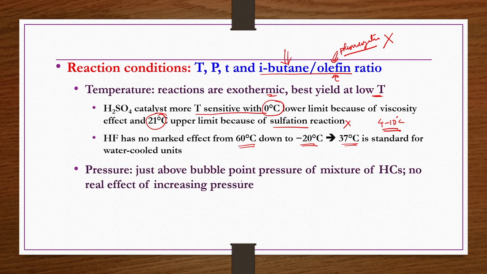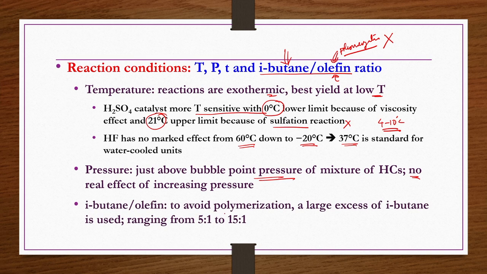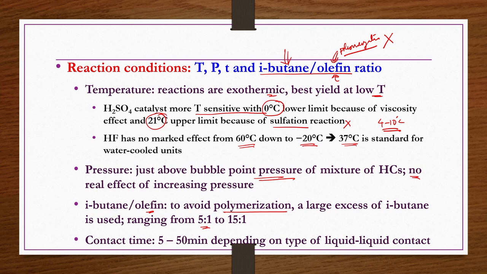Pressure just above the bubble point pressure of the mixture of hydrocarbons can be used, though there is no real effect of increasing pressure. Because of energy economics, some pressure you have to maintain, and up to this pressure you can go. To avoid polymerization, a large excess of isobutane is used, ranging between 5 to 15 times higher than the olefins. Contact time is 5 to 15 minutes depending on the type of liquid-liquid contact that you are having.